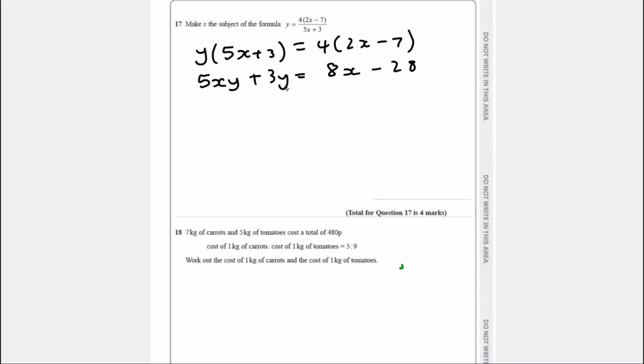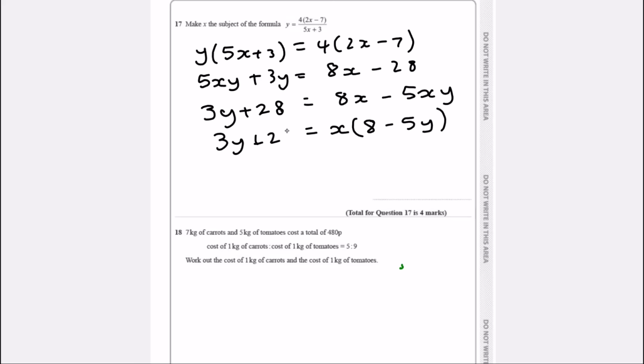So I'm going to move my x's to the right. So I'm going to plus 28 to both sides. And I'm going to take away 5xy from both sides. So that will give me 3y plus 28 equals 8x minus 5xy. I've now got the x's on the same side and everything else on the other side. That's what I want. Now I'm going to factorize out the x. So take x out. That leaves 8 minus 5y. And then I can get x by itself by dividing both sides by 8 minus 5y. So x is 3y plus 28 over 8 minus 5y.